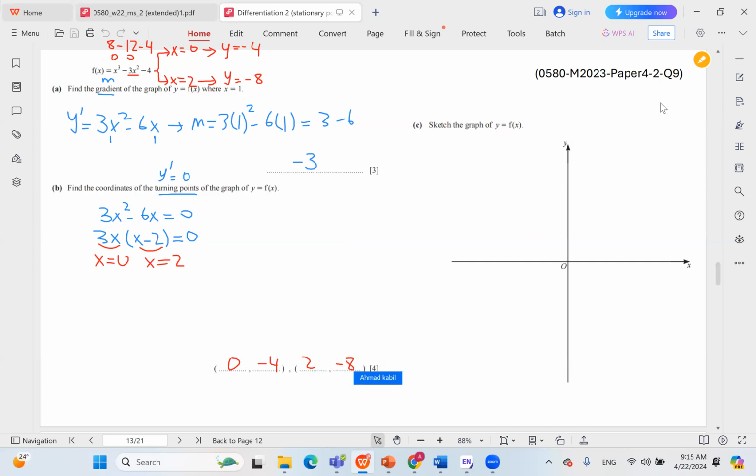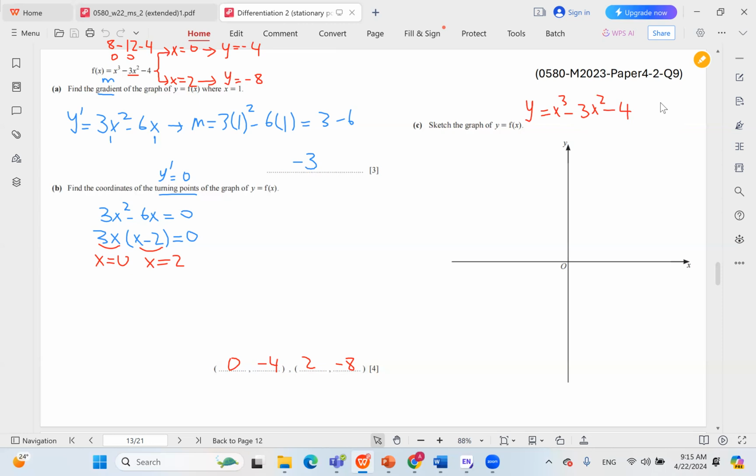Finally, in C, we are asked to sketch the graph of y equals f of x. So we will use the turning points to try to figure out what the graph looks like. So y equals f of x has the equation y equals x power 3 minus 3x squared minus 4. When x is 1, the gradient is negative. It's -3. And then we also know that the turning points are at 0, -4, and 2, -8.